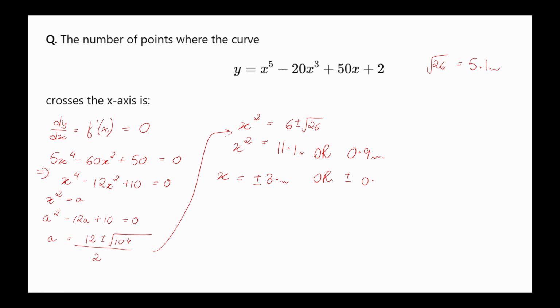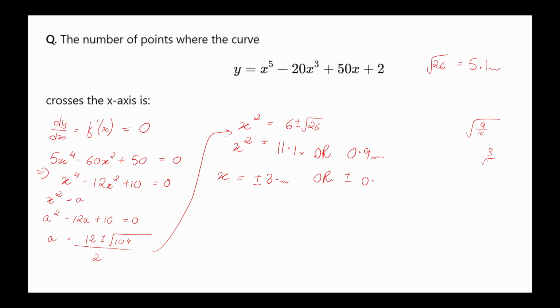What would be the root of 0.9? If I take the root of, let's say, 0.9 something something, so if I take for 9 only, what would this become? This can be written as 9 by 10. This would become 3 by root 10. So somewhere around 0.9 only I would get.